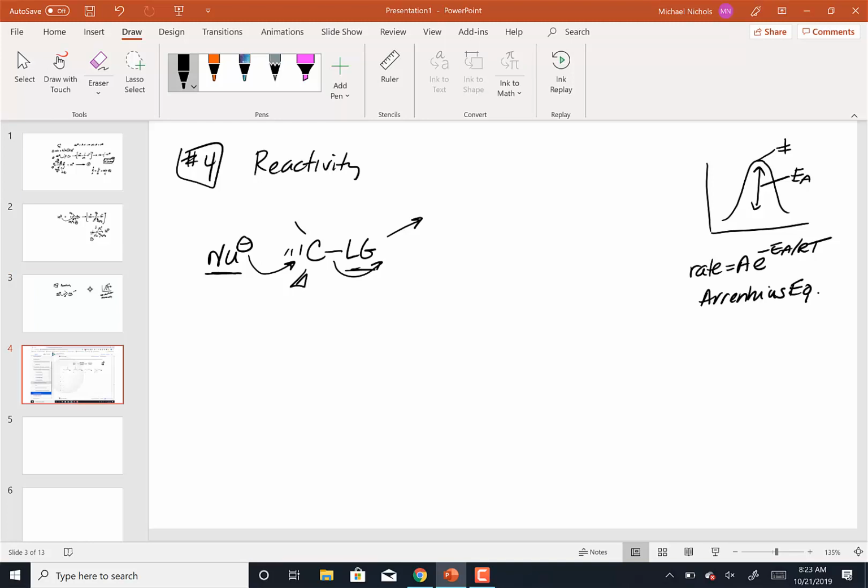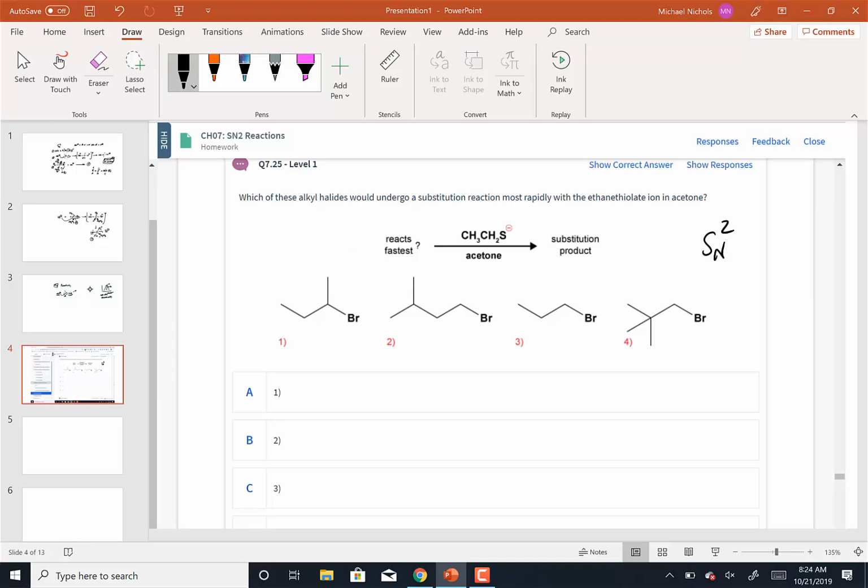However, that's not what this question asks, because this question all has a bromine leaving group, and it has the same nucleophile, which is this ethane thiolate group. So there's no difference in nucleophile for all these reactions. There's no difference in leaving group. So the question that I ultimately started with here is, well, what is different about this? And the difference here is, what kind of carbon is each of the bromines attached to?